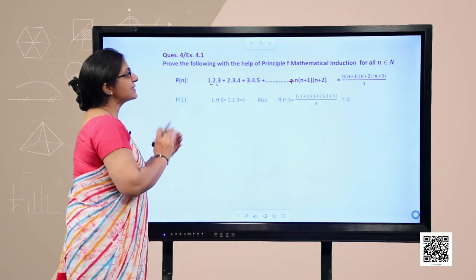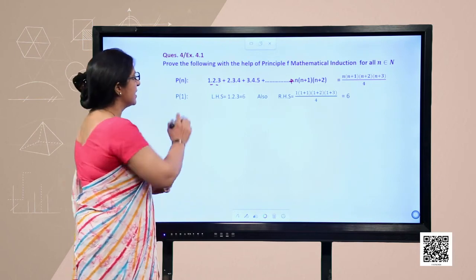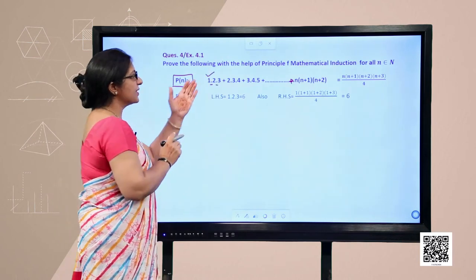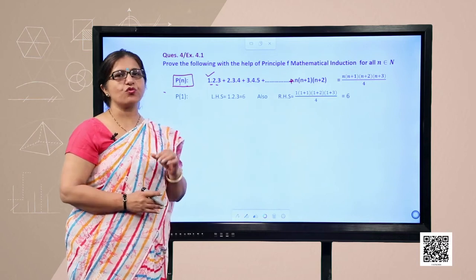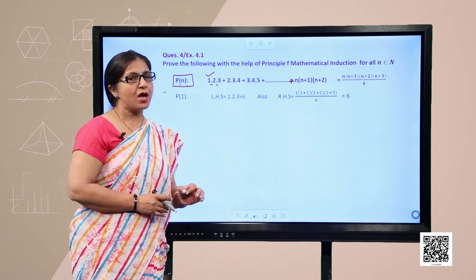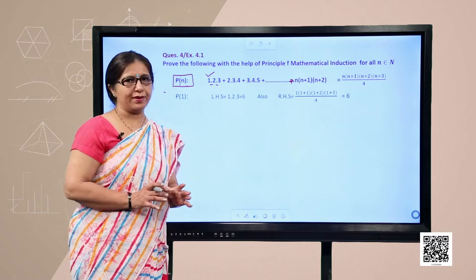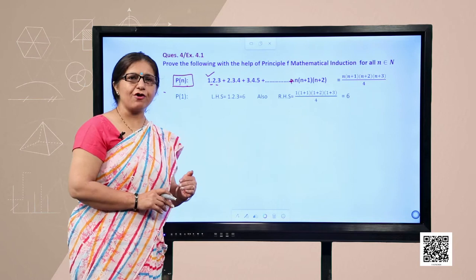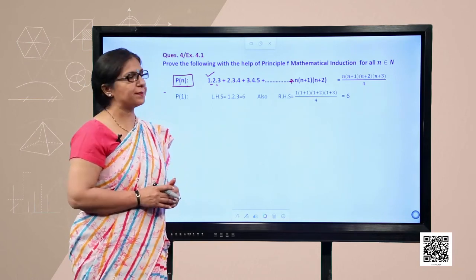Now, this is the basic step of any mathematical induction process, that we consider the statement as P(n). The first statement we name it as P(n), and then the next step is to verify the statement for n equal to 1, that is the basic step. These 3 steps are common for all the questions: first, prove it for n equal to 1, then assume it for n equal to k, and then prove it for n equal to k plus 1.